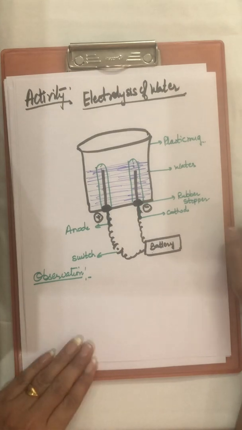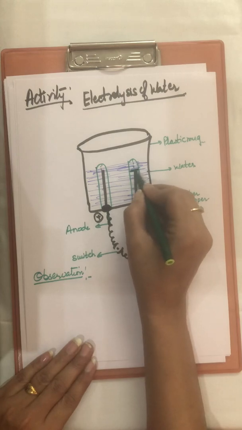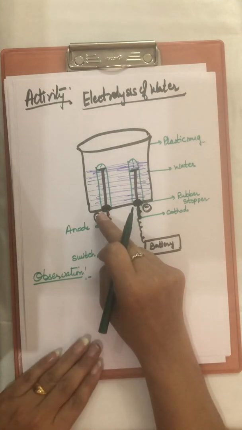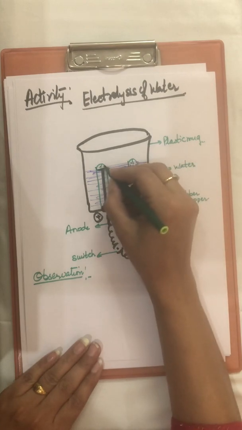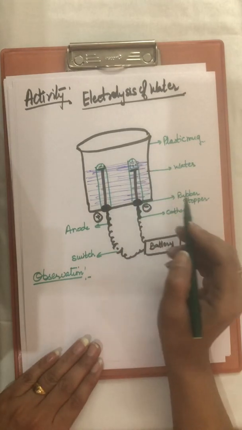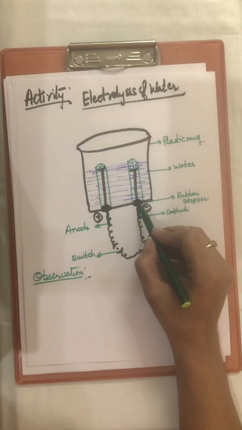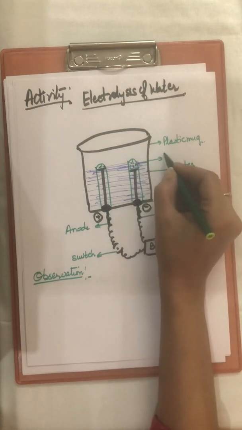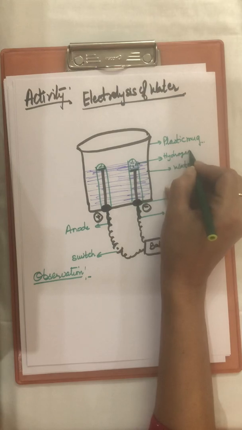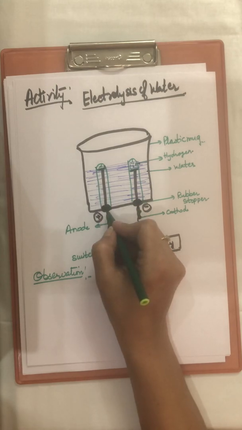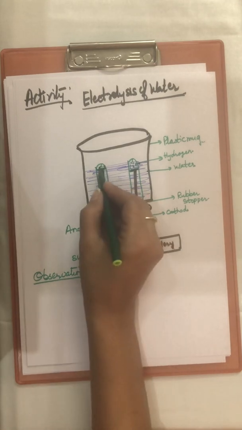The volume of gas collected here at the cathode is double as compared to the volume of gas collected at the anode. Now which gas is forming here and which gas is forming here? To check this, when a burning candle is brought near the mouth of the test tube at the cathode, the gas burns with a pop sound. This indicates the gas formed here is which gas? Hydrogen gas. And when a burning candle is brought near the mouth of the test tube at the anode, the candle glows brighter. This indicates the gas collected in this test tube is oxygen.